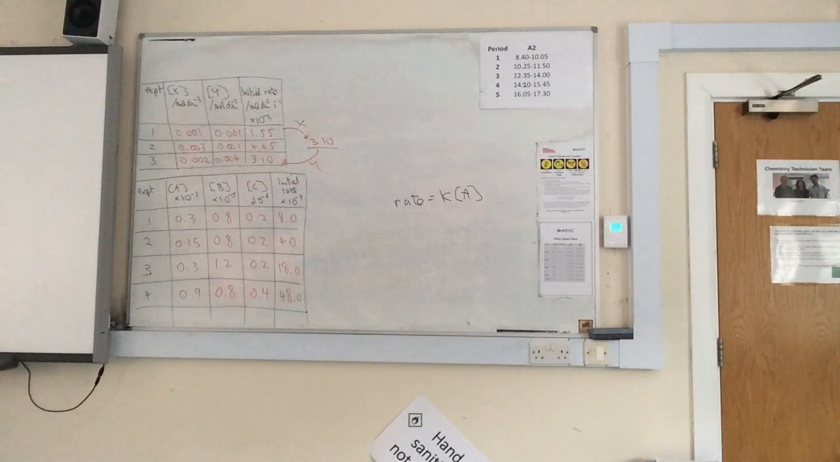It's not 0.15, Faye, it's 1.5. 1.2 divided by 0.8 is 1.5.